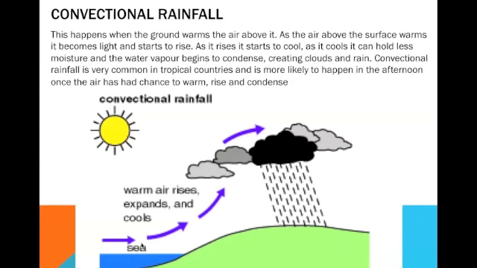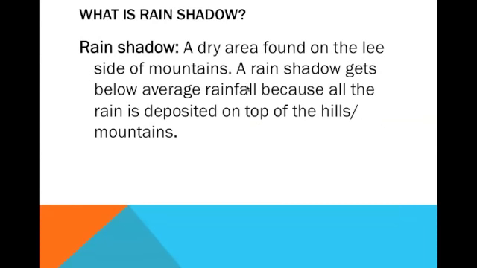So basically, sea pushes in air, and then here the ground warms the air, okay? Because it's a hot day, so the sun makes the earth absorb heat, and then the heat from the earth heats the air, so then the air rises, and then the water vapor condenses, and then there's rain and clouds. So back to rain shadow. Well, the rain shadow is a dry area found on the lee side of mountains. A rain shadow gets below average rainfall because all the rain is deposited on the top of the hills, mountains.